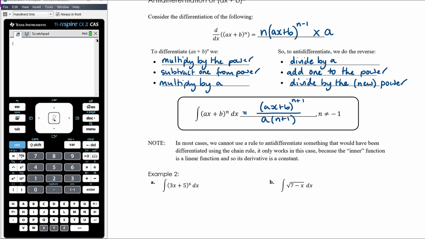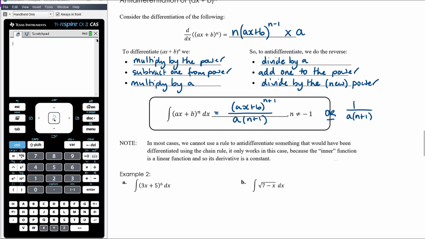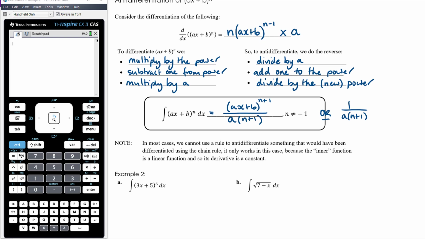So again, we'll look at separately in the next video, how do we anti-differentiate if it's ax plus b to the -1. So again, you don't need to write it all in one fraction, you can write it as 1 over a times n plus 1, which is dividing by a and dividing by n plus 1, and then ax plus b to the n plus 1. With a lot going on, I probably tend to write these in this way, whereas the others, a single term, I tend to be a bit more flexible about that.